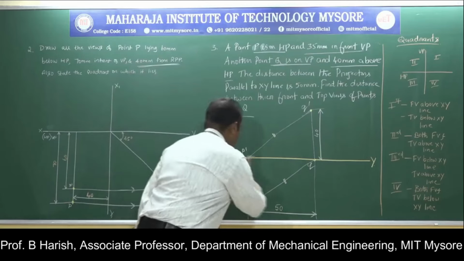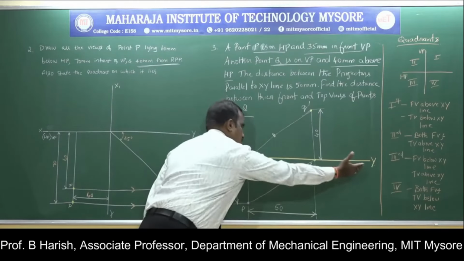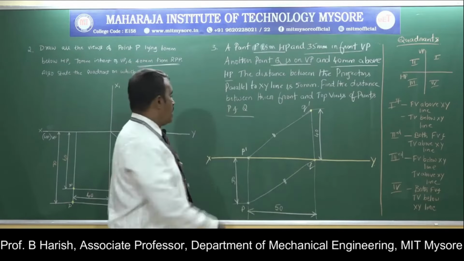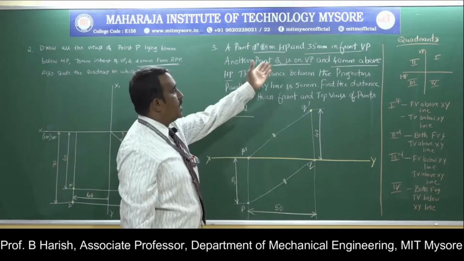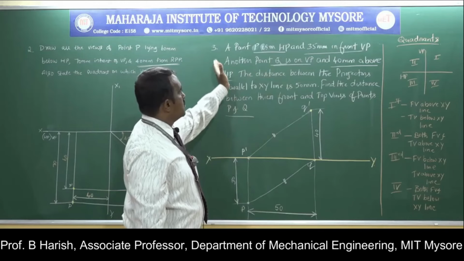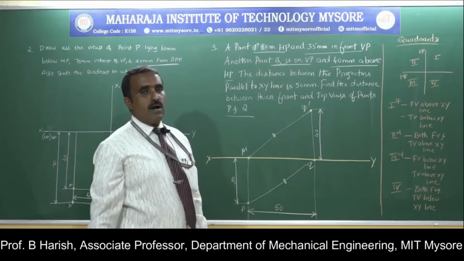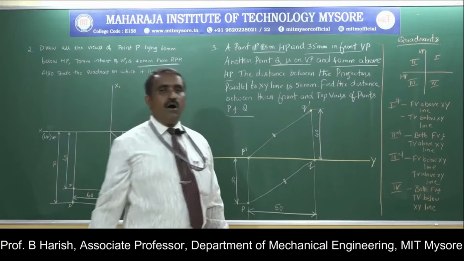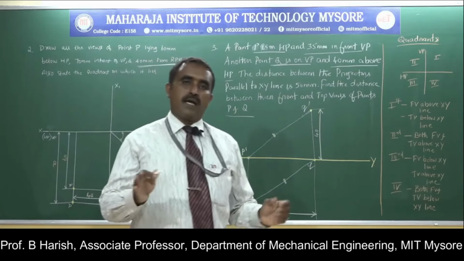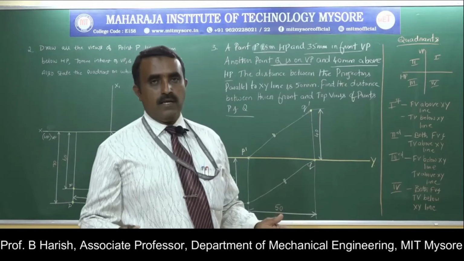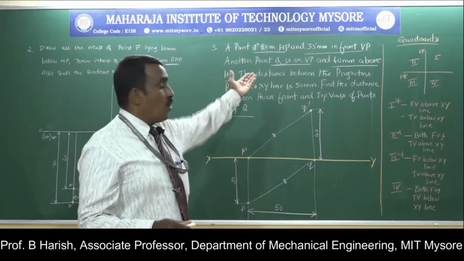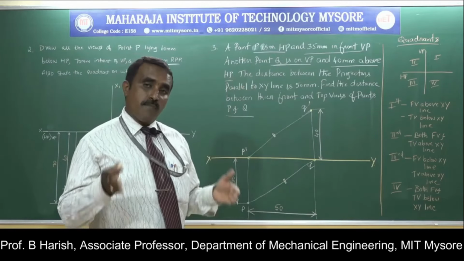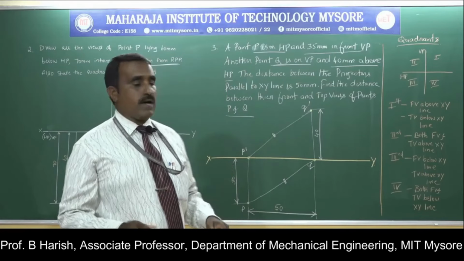So first I will draw the XY line, capital X, capital Y. Then take the point P. It is 35 mm in front of VP and it is on HP. Whenever a point is on HP or on VP, it will be represented on the XY line. Here point P is on HP and point Q is on VP, so they will be on the XY line.